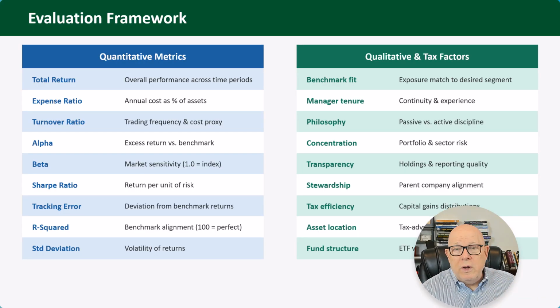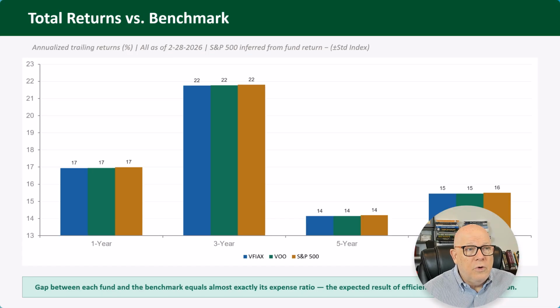Okay, this is just showing you the factors we're going to look at. So this is looking at the returns versus the S&P 500. The blue bar is the return for the mutual fund from Vanguard. The green bar is the return from the ETF from Vanguard. And the brown bar is what the index return is.